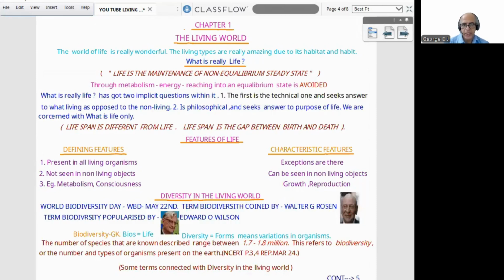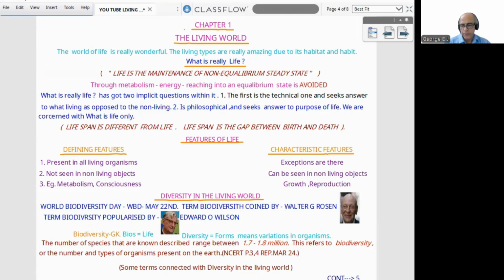So what is really life? The definition we observe is that it is maintained by metabolism. Then 2 views connected with what is really life in NCERT, the technical one and the philosophical one. We'll be dealing with the technical one. And we already discussed lifespan and life, what is the difference. Then features of life, defining feature and characteristic features.